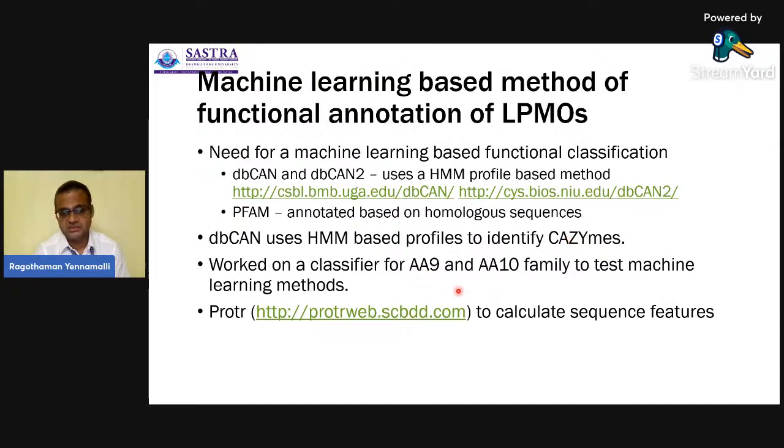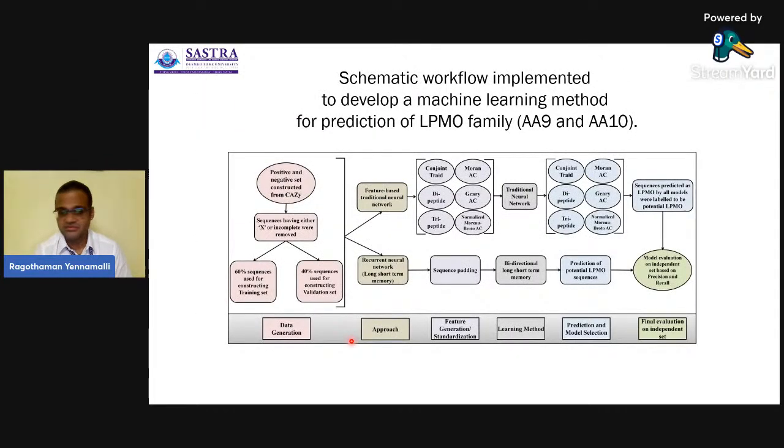And so what I did was, because for any learning, any classifier, you need to have a really good amount of data. And so we took two families, AA9 and AA10. AA9 is from fungi and AA10 is from bacteria, to test the different methods. And so we used ProtR, which is a library that generates many different features, and each feature has many different descriptors. So in total, there are about 9,000 descriptors in ProtR that can be generated for a sequence. And so the overall workflow was that we created a positive test set and a negative test set from CAZy. We filtered the data and we got 60% of it for training and 40% for testing.